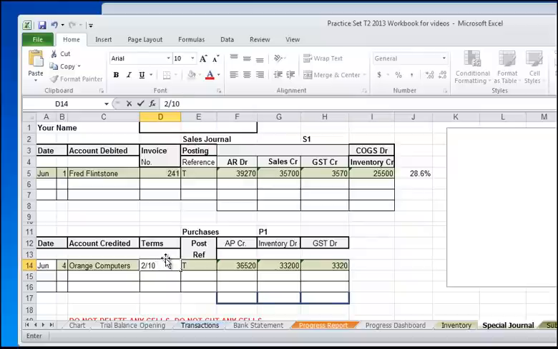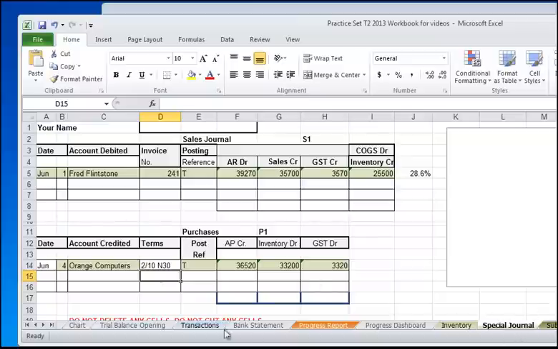210 net 30. Now, what does that mean? Well, the N30 means we're expected to pay that within 30 days. If we pay it within 10 days, we'll get a 2% discount. So that's an incentive for us to pay it earlier. And that will only come into play when we make the payment.